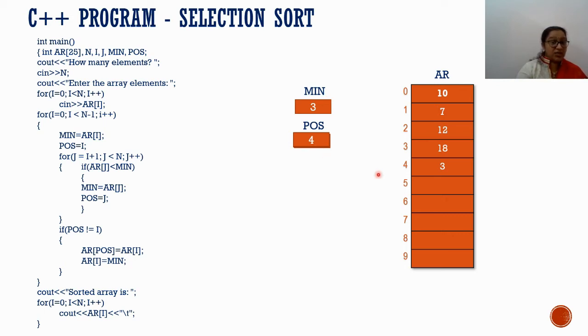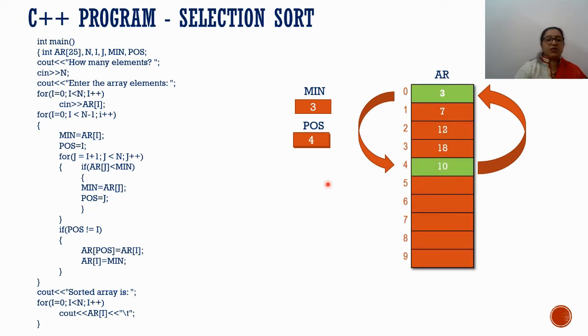Now the next duty is to swap. How can we do it? That 10 we want to shift to that 4th place, and the value at the 4th place we want to shift to the first position. This is pass 1. Okay, now pass 1 is over. Now see the values: 3 moved to the front and 10 is at the 4th place now. Understood?